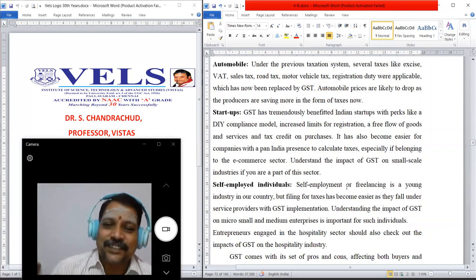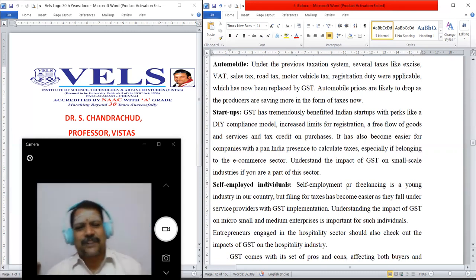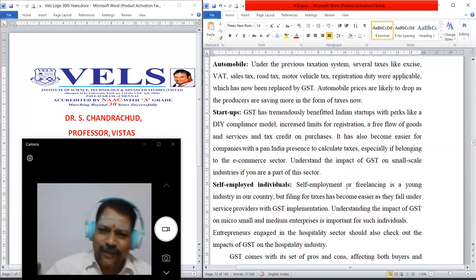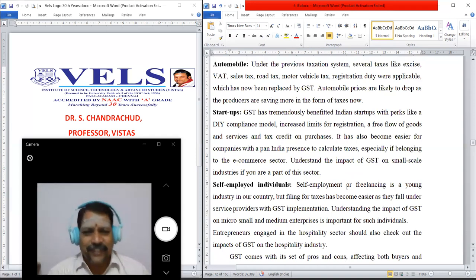The GST has tremendously benefited Indian startups with perks like the DIY compliance model, an increased limit of registration, free flow of goods and services, and the tax credit on purchases. All these things are so beneficial for the new entrepreneurs. And people who want to do business and are coming under this particular tax system have been encouraged by that.